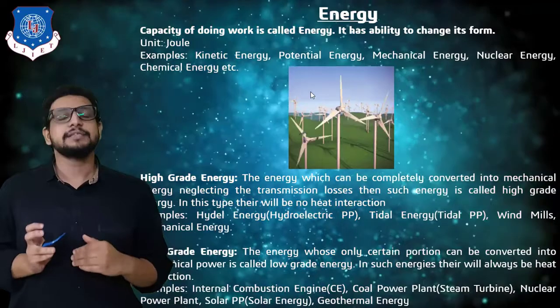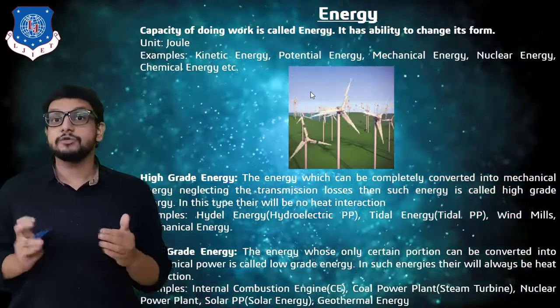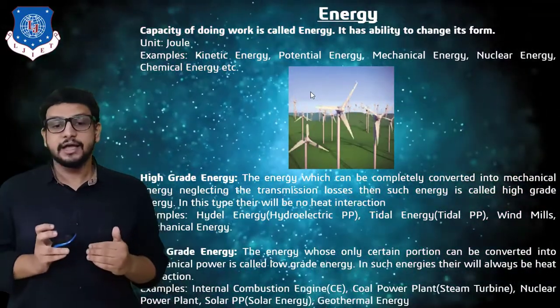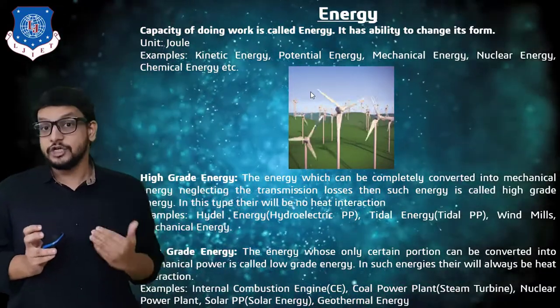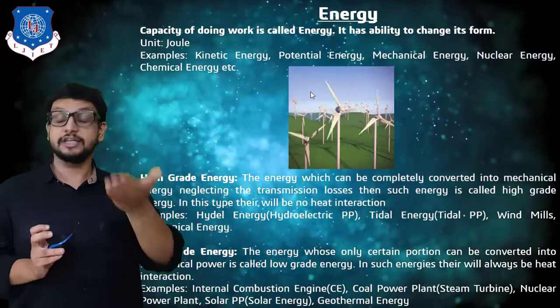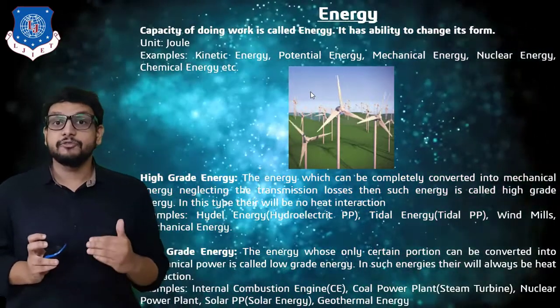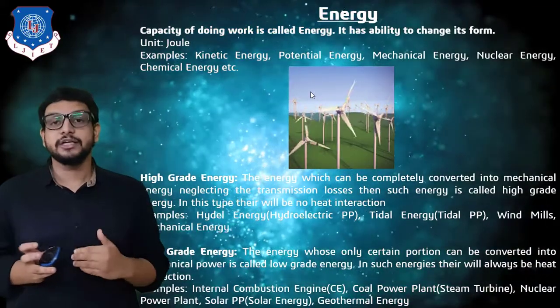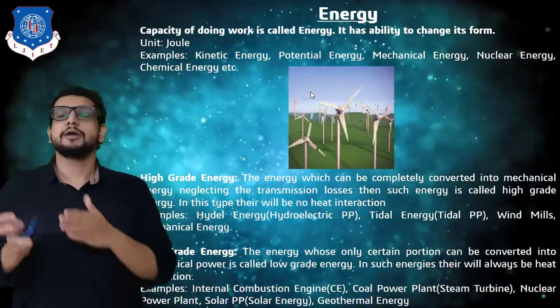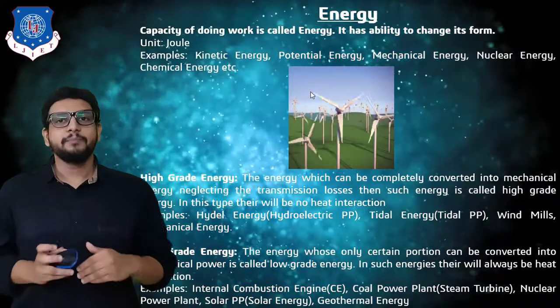The next example is the coal power plant, where we are using a steam turbine. And similarly, nuclear energy, that is, a nuclear fission reaction, an exothermic reaction, where again heat energy is generated, right? Then we have the solar power plant, in which solar energy is utilized. So all of this comes under the category of low grade energy.